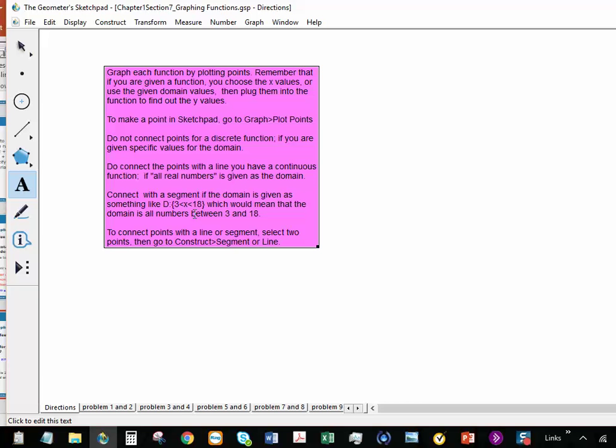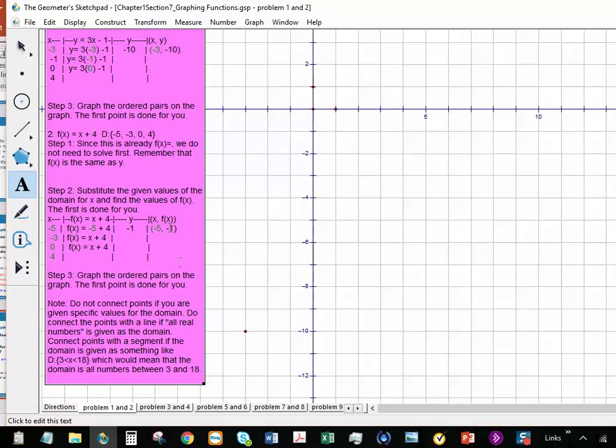Use a segment if your domain has a minimum and maximum value, or use a line tool with the arrows at both ends. Hold this down with your mouse key and choose this one if the domain is all real numbers. All right, we're ready to get started. Here's problems 1 and 2.